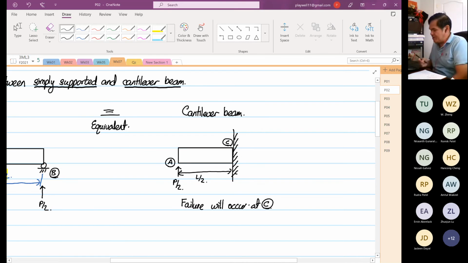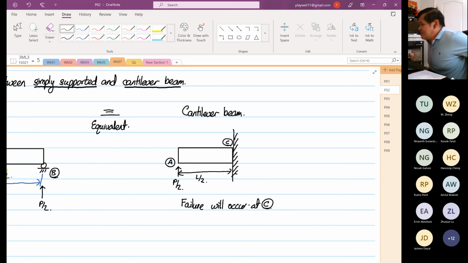If you don't believe me, you just take a ruler and point C is your finger. You grip your ruler really tight, and point A is where you push your ruler. Your ruler will break at where? It will break at point C. That is how I like to illustrate.